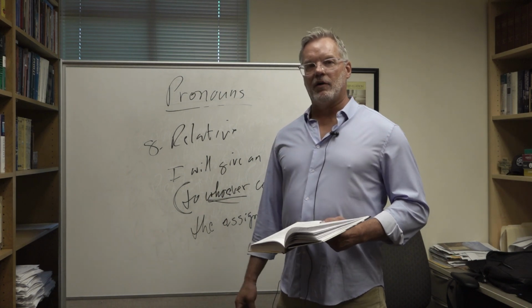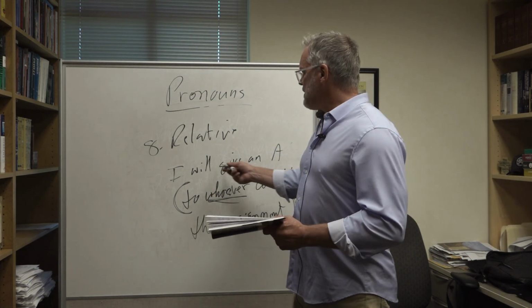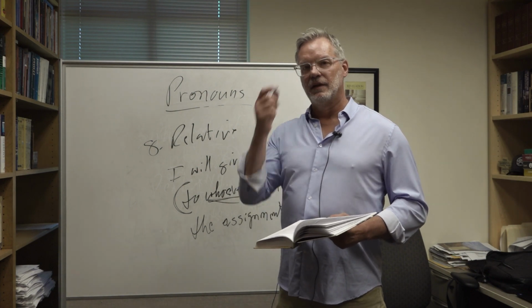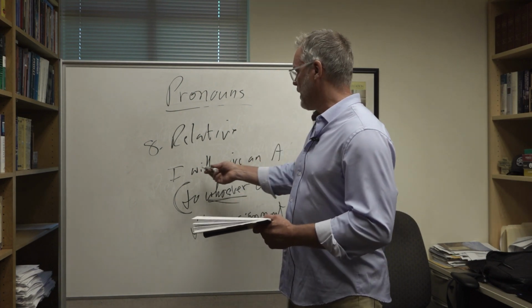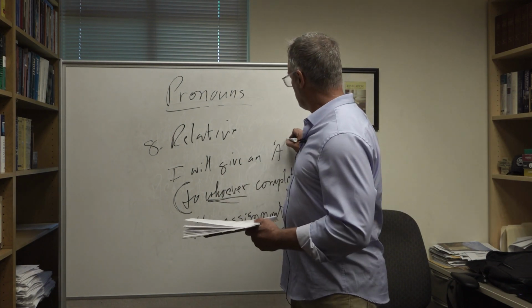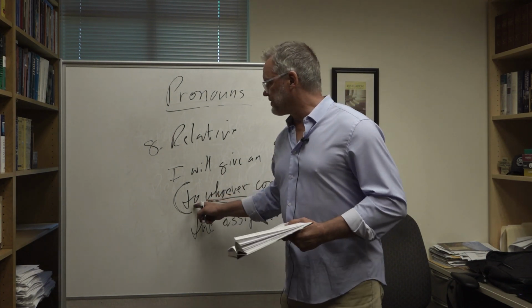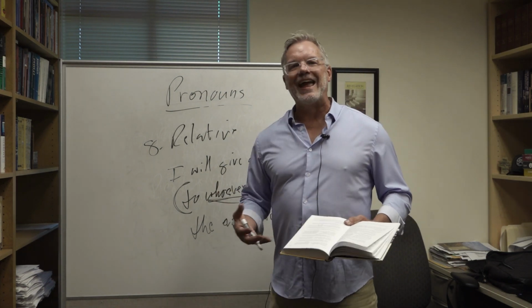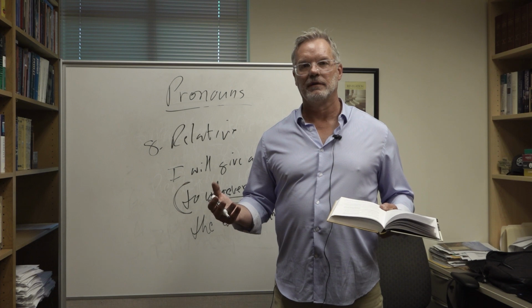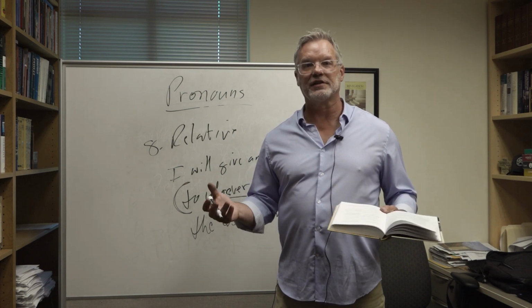What is this doing now? Notice it's not modifying anything in this sentence, like an adjective. It's not modifying I, it's not modifying A. This is the letter grade. Instead, it's functioning as the indirect object. It's functioning like a noun. And relative clauses can do that.